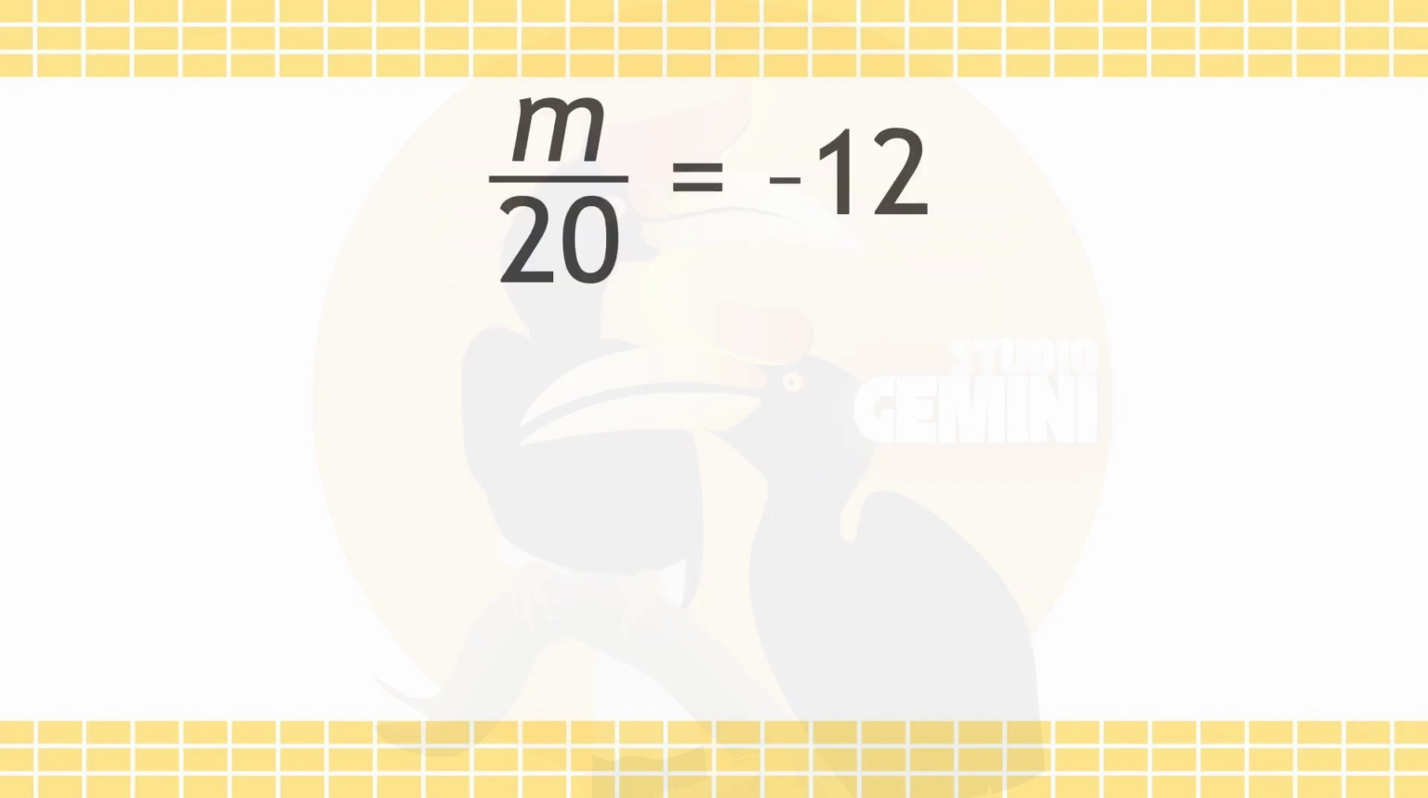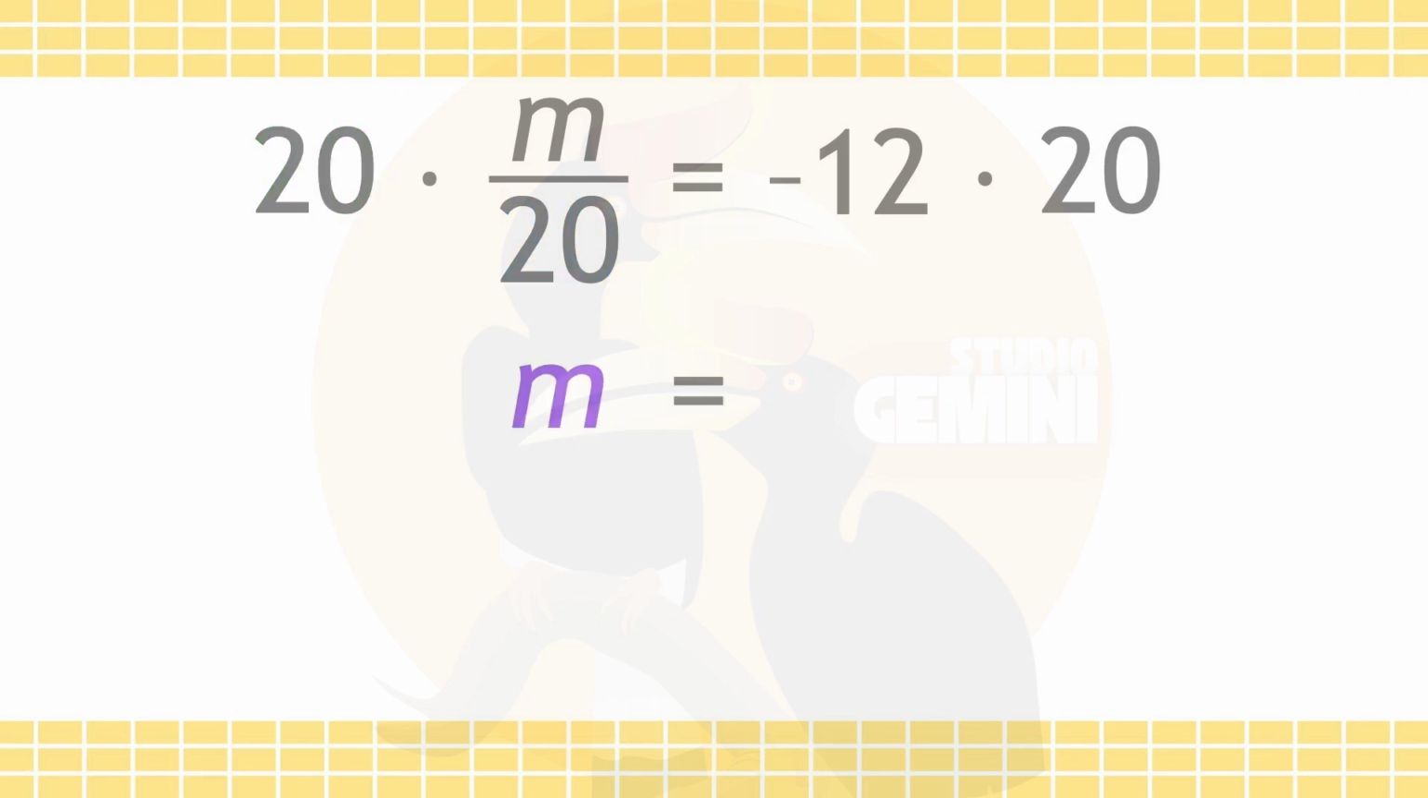Do you know how to solve for m in this equation? Since m is being divided by 20, we'll need to use the inverse operation and multiply both sides of the equation by 20 to isolate the variable. Since multiplication undoes division, the 20s on the left side of the equation cancel each other out, leaving us with m. On the right side of the equation, we have negative 12 times 20. Remember, when we multiply integers with different signs, the product is negative. That means negative 12 times 20 is negative 240, so m equals negative 240.